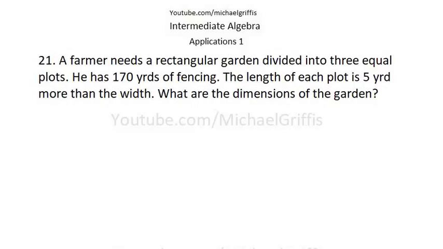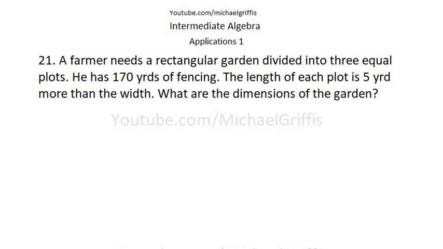Alright, problem number 21. We have a farmer who needs a rectangular garden divided into 3 equal plots. He has 170 yards of fencing. The length of each plot is 5 yards more than the width. What are the dimensions of the garden?